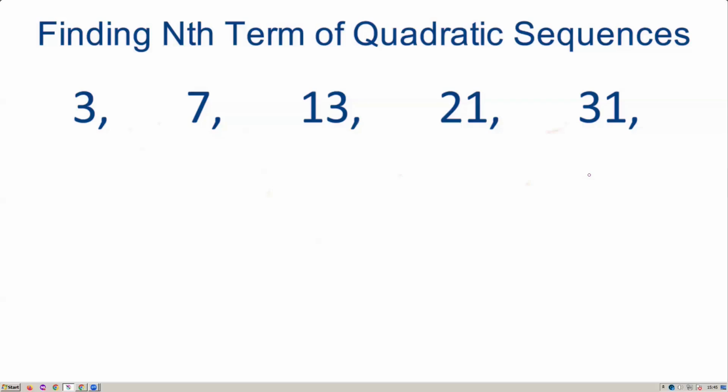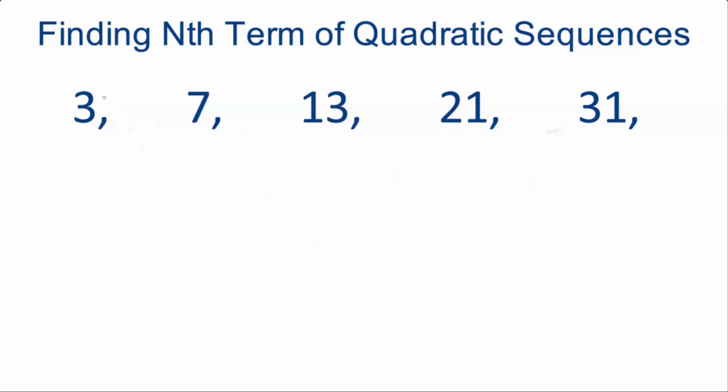Let's get started. The first thing to do is recognize a quadratic sequence. So what is it? A quadratic sequence is one where the difference between the terms isn't constant, but the second difference is. This means that when we find the first differences between terms, they change. But when we find the differences of those differences, they stay the same. So let's have a look at this first example.